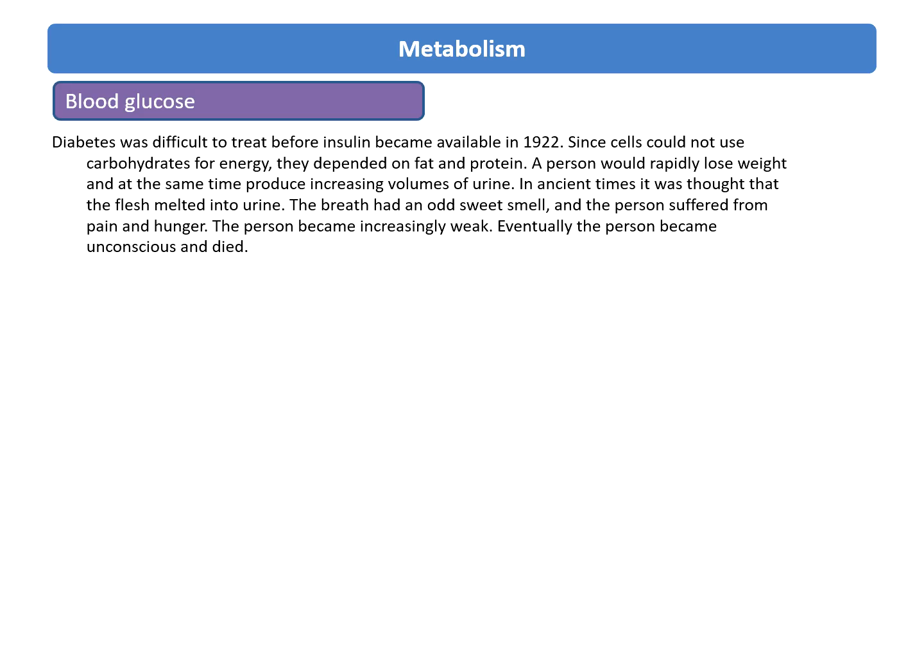Diabetes was difficult to treat before insulin became available in 1922. Since cells could not use carbohydrates for energy, they depended on fat and protein. The person would rapidly lose weight and at the same time produce increasing volumes of urine. In ancient times, it was thought that the flesh melted into urine. The breath had an odd, sweet smell, and the person suffered from pain and hunger. The person became increasingly weak. Eventually, the person became unconscious and died.